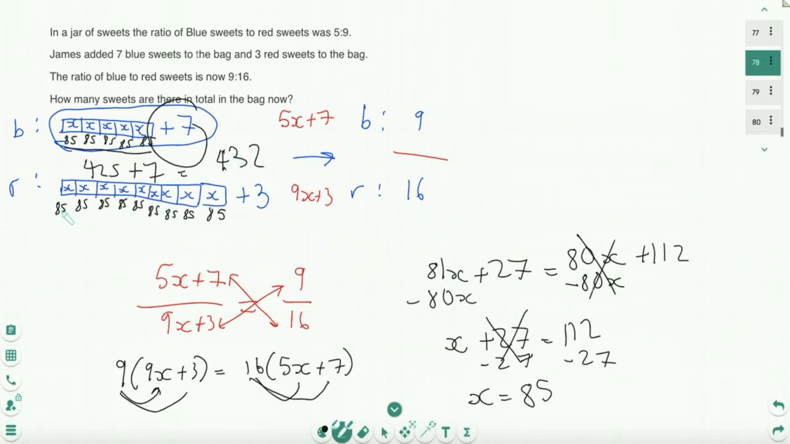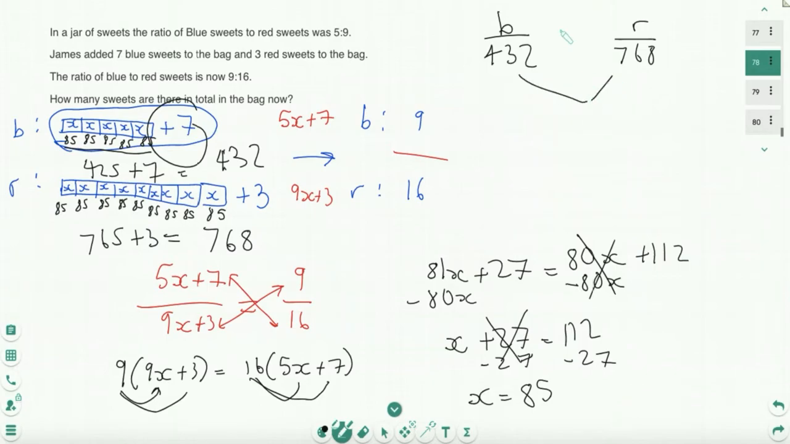And then for the red sweets, it's going to be 85 times 9. So it's 765. And we added 3 to that. So it's going to be 768. So there are now 432 blue sweets, and for red sweets, there's 768. So in total, we'll just add those up. 768 plus 432 is 1,200 sweets. And that is your final answer.